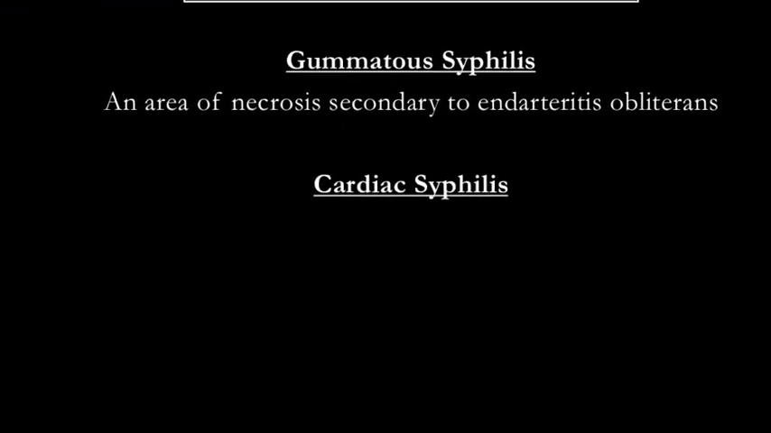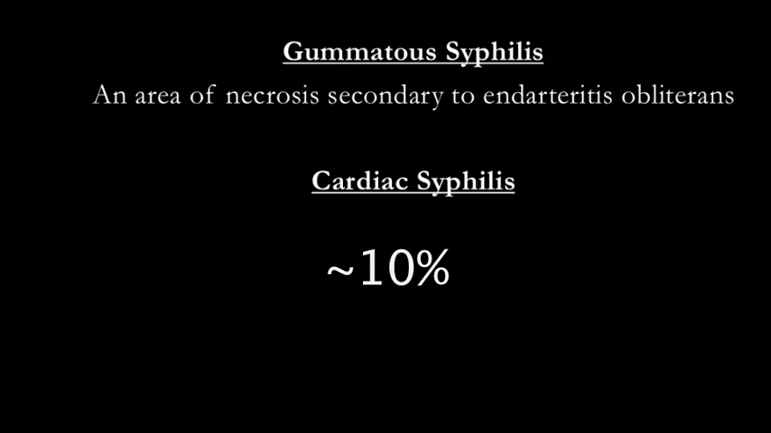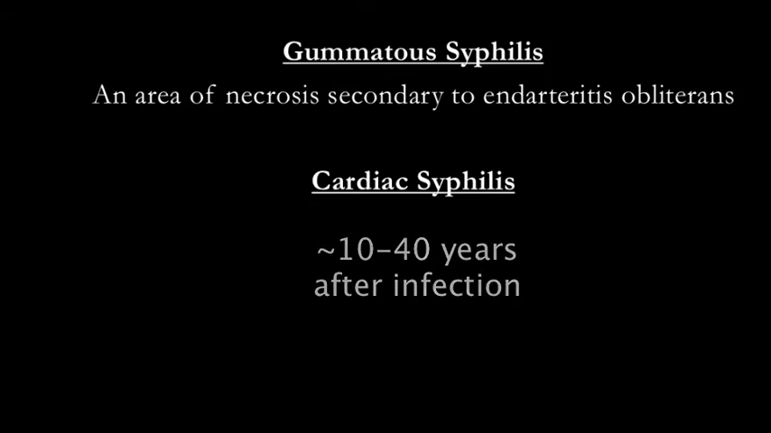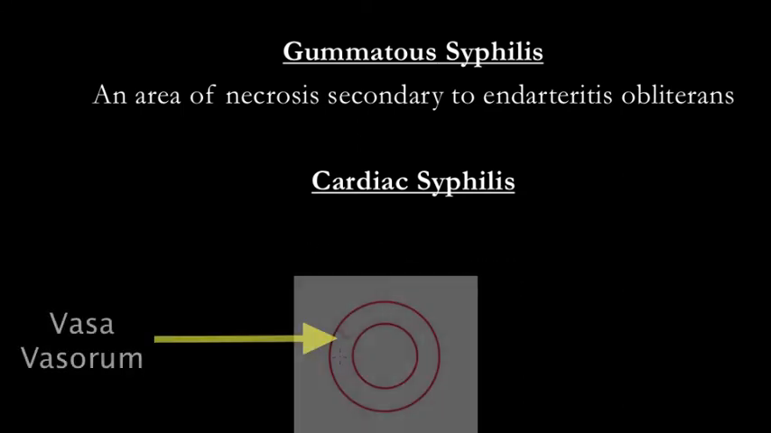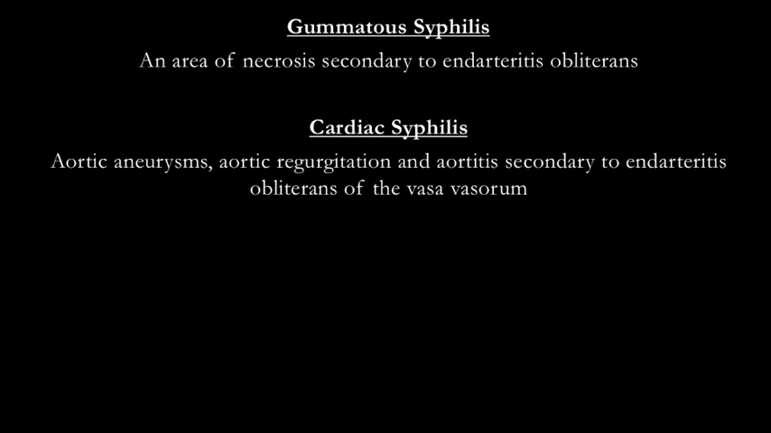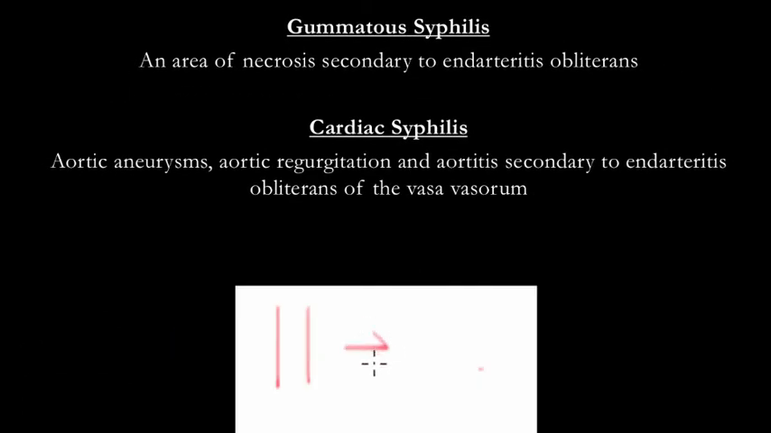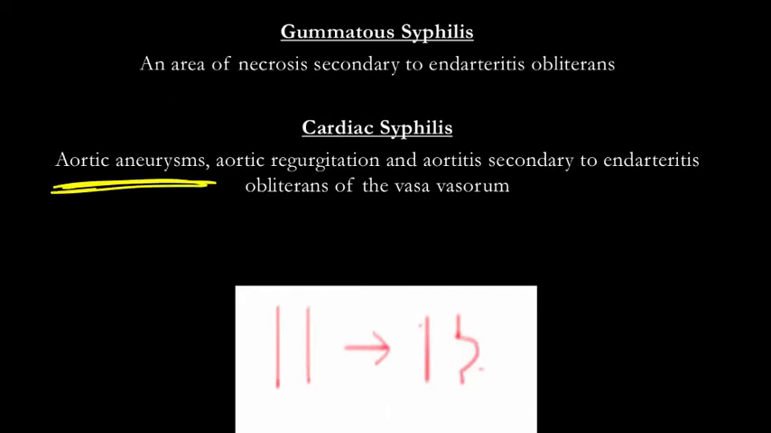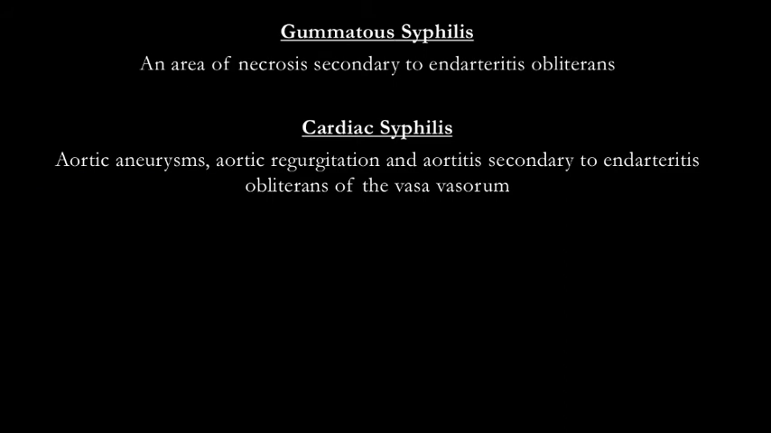Cardiac syphilis occurs in about 10% of people with late untreated syphilis, usually about 10 to 40 years after primary infection. Now, if you think back to anatomy, remember that the vasa vasorum of large arteries, like the aorta, was the tiny blood vessel network that provided nutrients to the media and the adventitia layers. In cardiac syphilis, the vasa vasorum undergoes fibrosis, and the muscular media becomes atrophic and weak and prone to aneurysm. This can result in aortic regurgitation and aortitis.